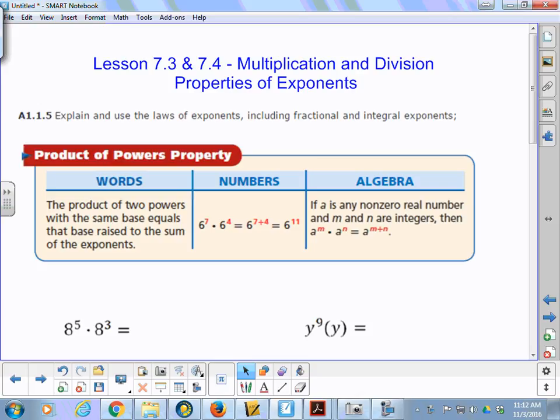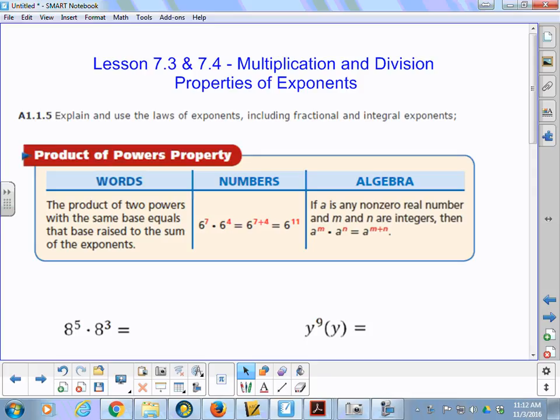Today, we're going to talk about lessons 7.3 and 7.4, multiplication and division properties of exponents. So we are going to explain and use the laws of exponents, or properties of exponents. First of all, we're going to talk about the product of powers property, which you can see here in words. It says the product of two powers with the same base equals that base raised to the sum of the exponents. They give you an example here.